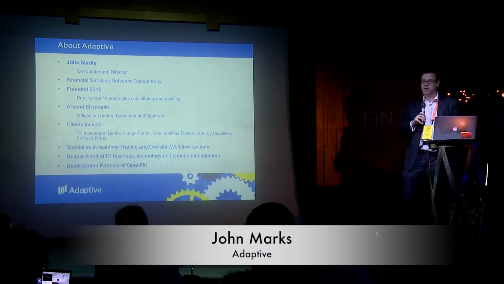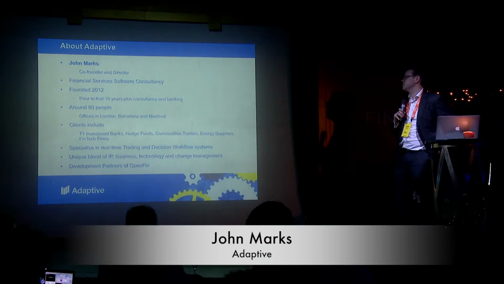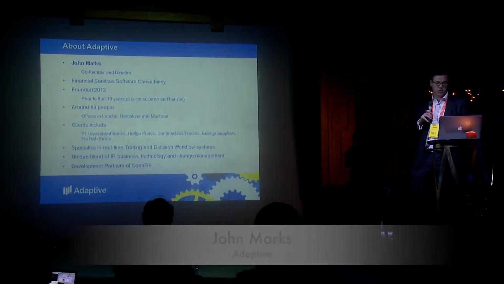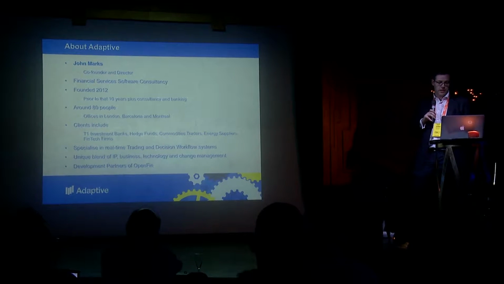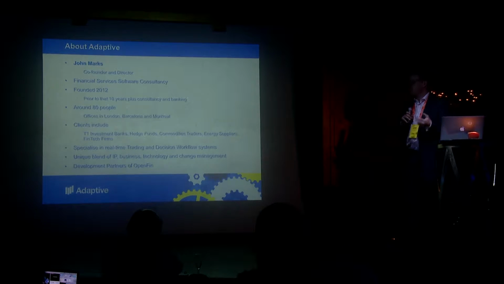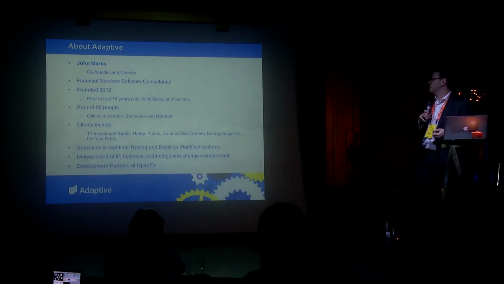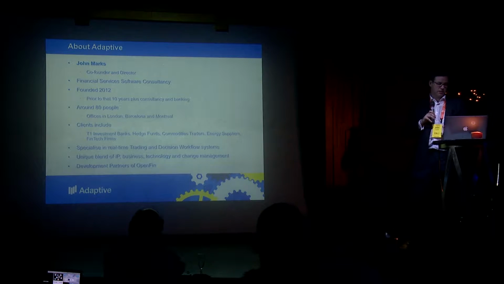So I'm John Marks. I'm one of the co-founders and directors of Adaptive. We're a financial services software consultancy. We were founded in 2012, but prior to that, the founding partners had over 10 years of background in consultancy and banking. We've grown from 4 to about 80 people in that time.